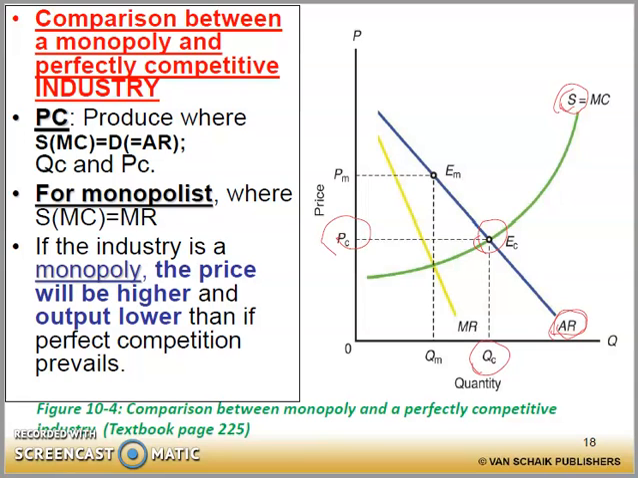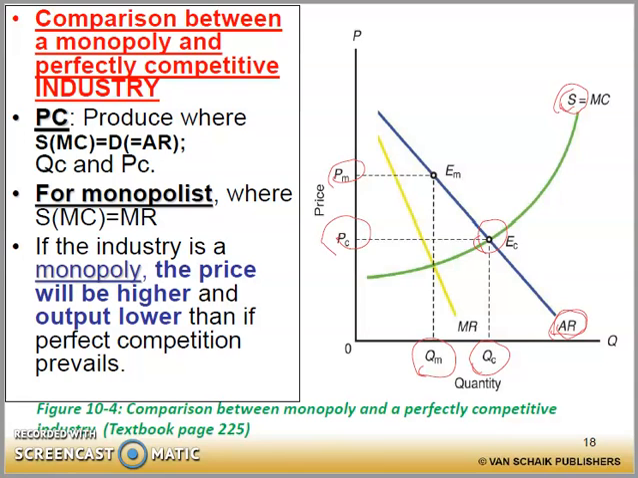And as you can see, for the same cost and demand conditions, the equilibrium of the monopolist is at price PM and quantity QM. So if the industry is a monopoly, the price will be higher and the output will be lower than if it were perfect competition. This basically tells us that in actual fact, monopoly is an inefficient market structure. This is because the monopolist produces less, employs fewer resources, charges a higher price than society would prefer, and does not produce at the lowest possible cost per unit of output.